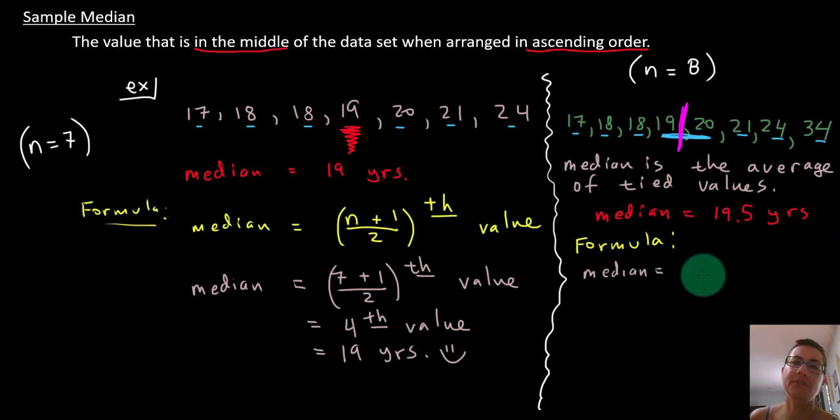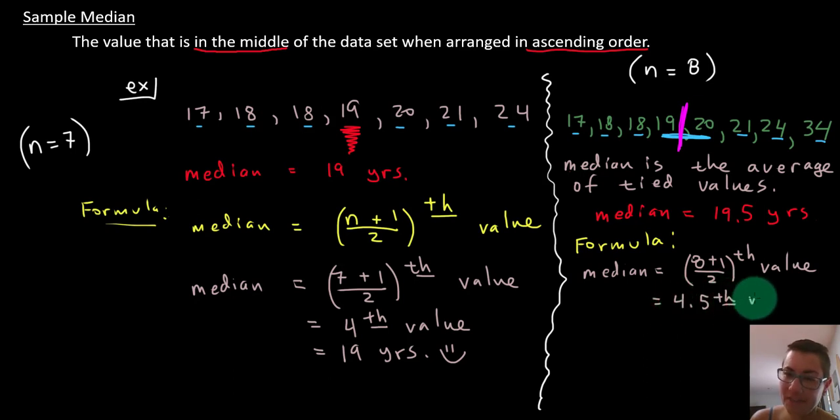If we use the formula approach to calculate this median, we are going to take 8 plus 1, chop it in half, and then what value does that correspond to? Okay, so that would be 9 chopped in half. That's the 4.5 value. And it works in the same way as earlier.